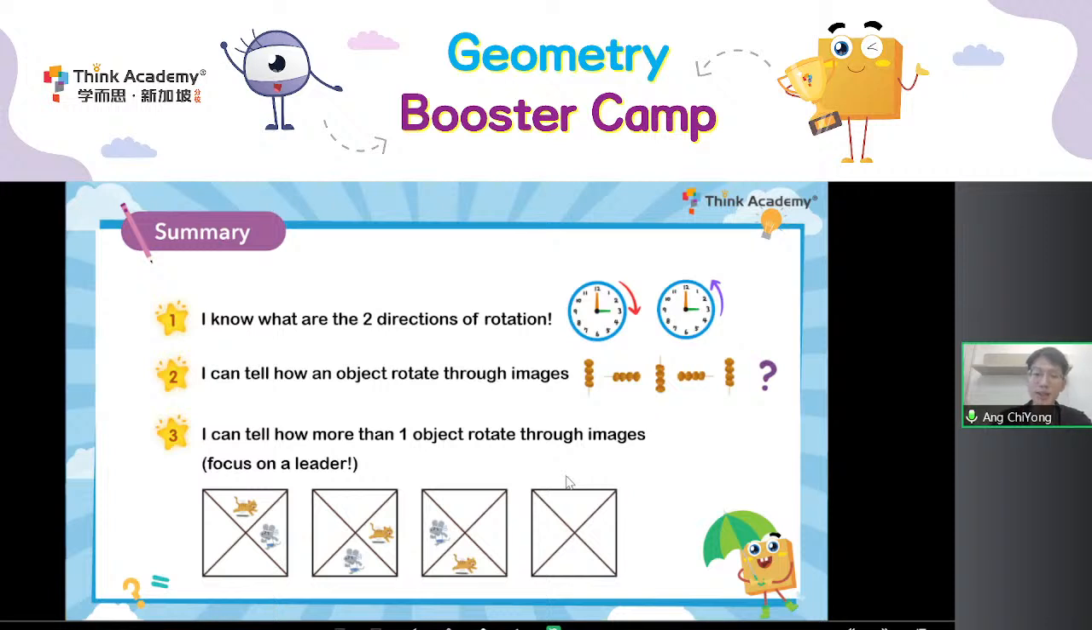Okay, by the way, artists, people who draw, they also need to know rotation. Yeah. So not only math people need to know.